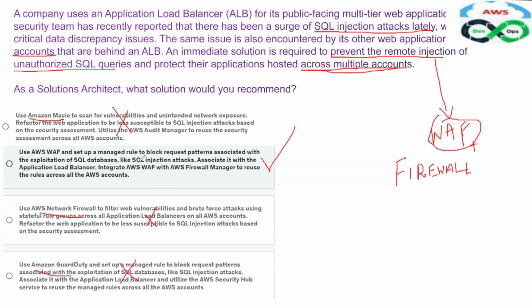Use WAF and set up a managed rule to block request patterns associated with the exploitation of SQL databases, like injection attacks. Fine. Associate with the application load balancer. So this is the key thing here. Integrate WAF with Firewall Manager to reuse the rules across all the accounts, right? So that is the reason they've given this additional keyword, across multiple accounts. So you need to use a combination of WAF plus Firewall Manager in order to achieve this requirement. Okay, so answer choice 2 is the correct answer.